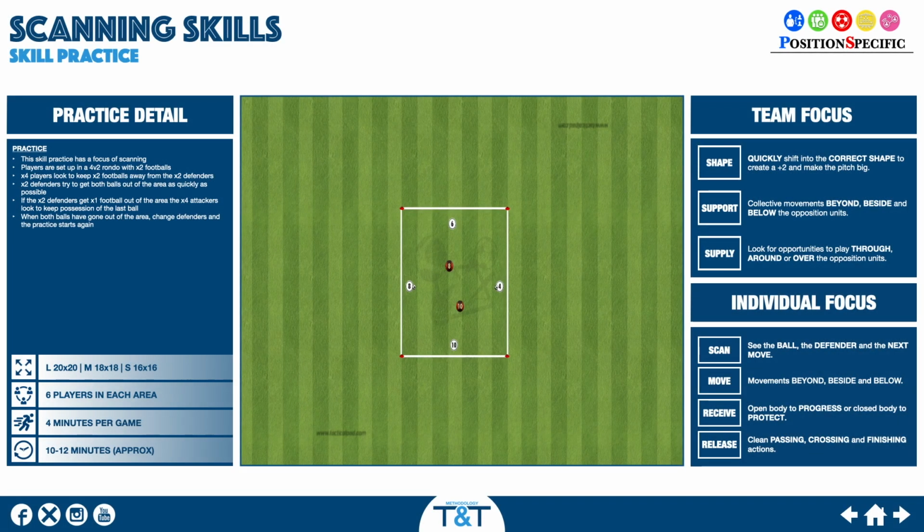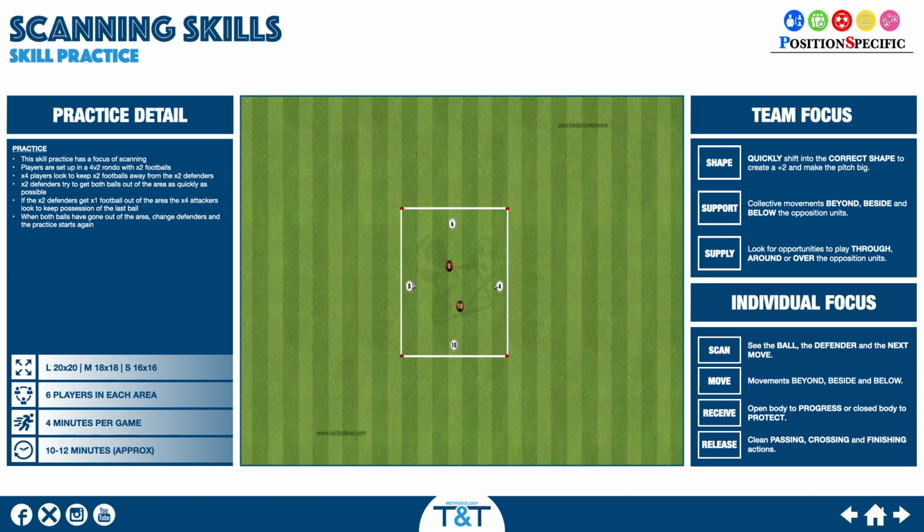After that, we moved into a little bit of a skill practice just to keep that scanning going and that moving, receiving and releasing going as well. So we had a little skill practice focusing on scanning. The players were split up into groups of 6 again, and we just played a 4v2 rondo with 2 footballs. Effectively, all we asked the possession team to do was keep possession of the 2 footballs. And we asked the defending team to try and get the footballs out of the square as quick as possible, whether that was by passing it out the square or dribbling it out the square.